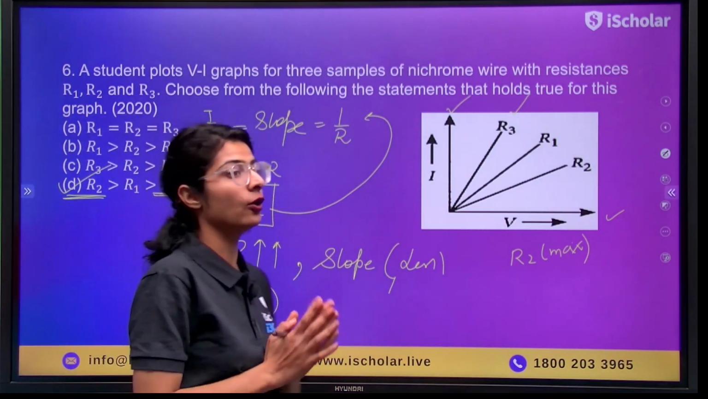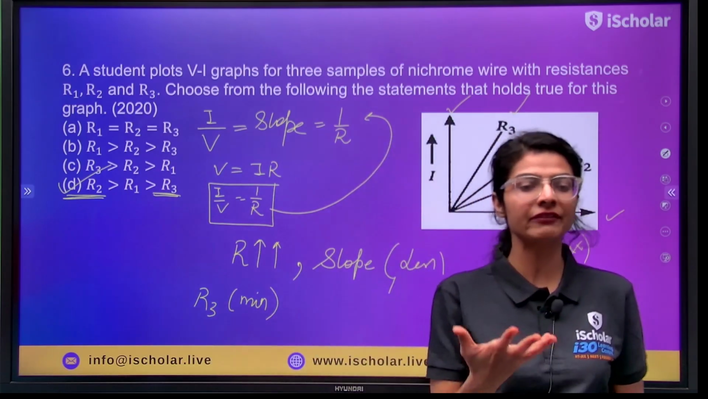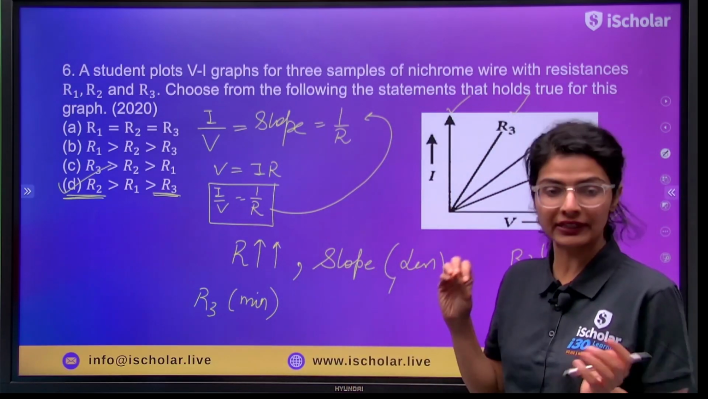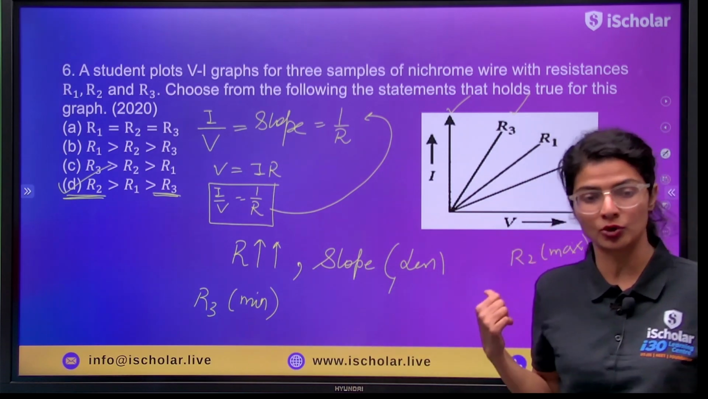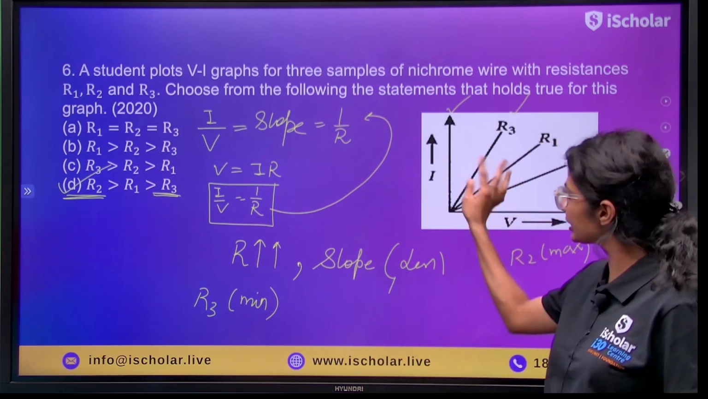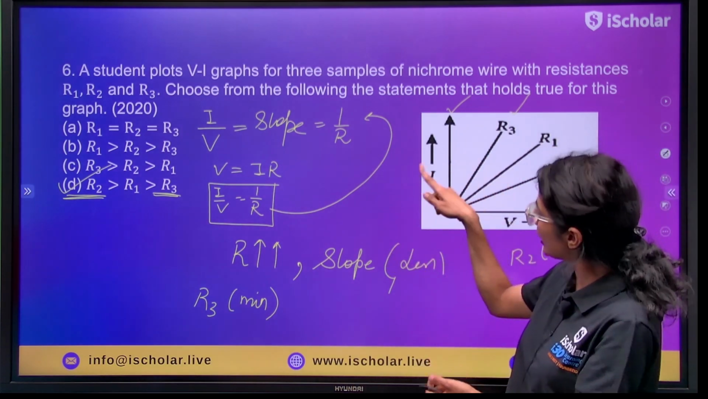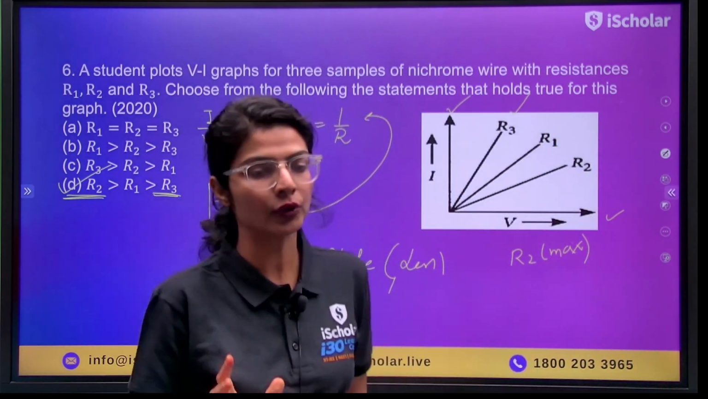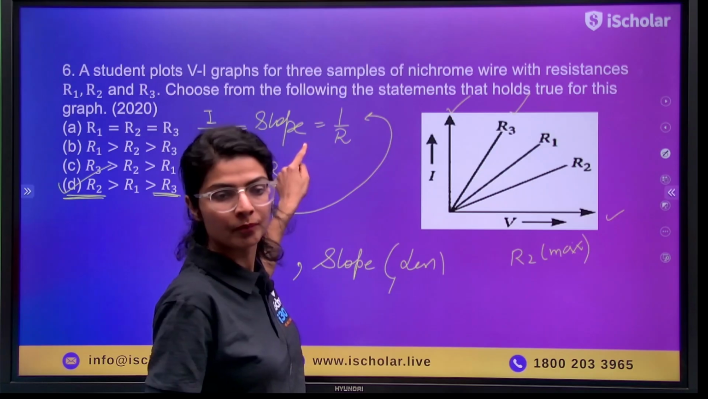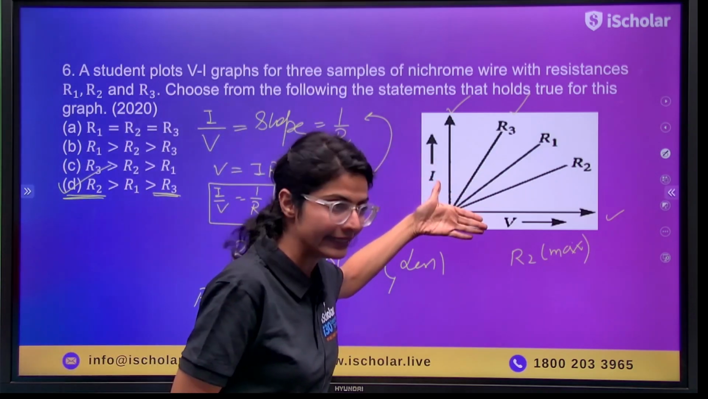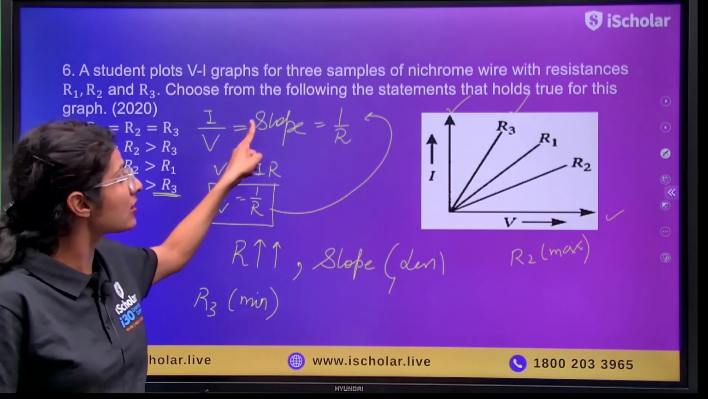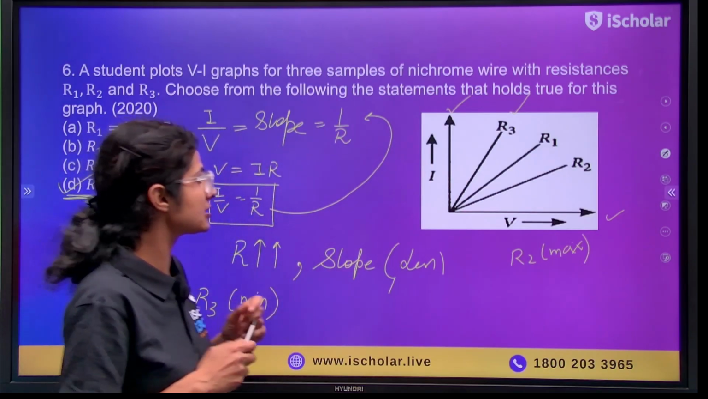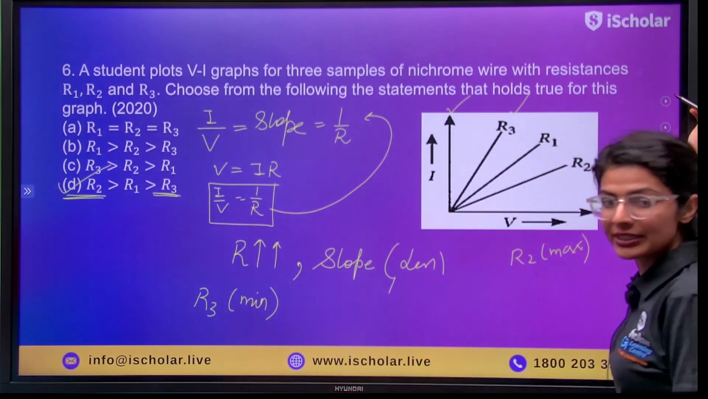I hope it is clear. Moreover, the extra thing which I want to give you in this question is, if the examiner gives you the same question but just changes the way, that is, V coordinate over here and I coordinate over here, the only change which you have to do is, you have to go by this formula. So if they change the coordinates, the slope in that case would be written as R. The more the resistance, the more would be the slope. I hope this question is clear.